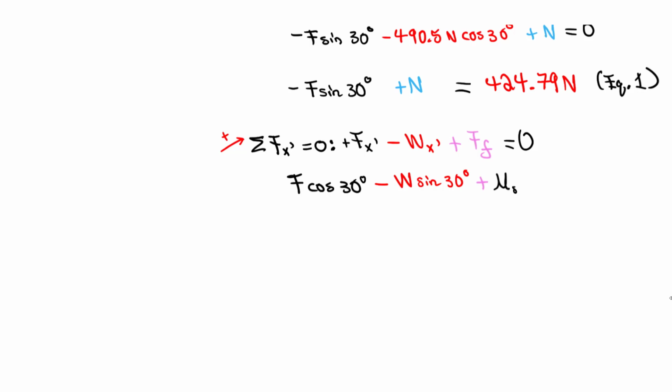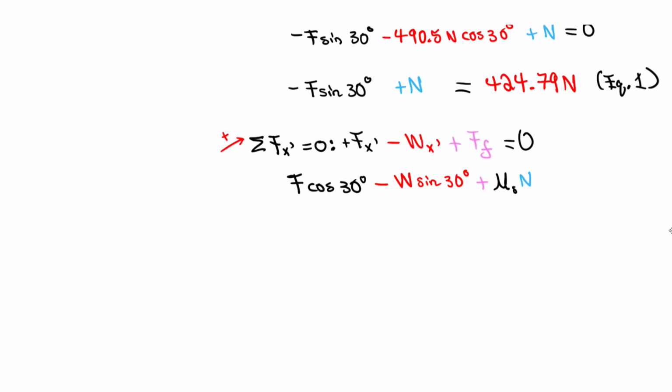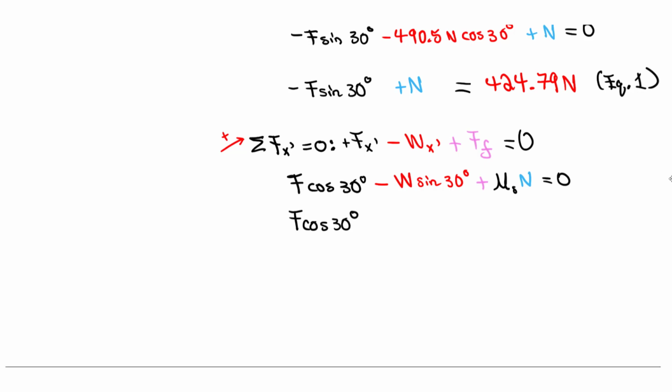It's for static. And N is going to be this, right? The blue. The normal force. And all of this should equal 0. So now let's just plug in the weight real quick. So rewrite in this. It's going to be F cosine of 30 degrees minus, what's the weight?